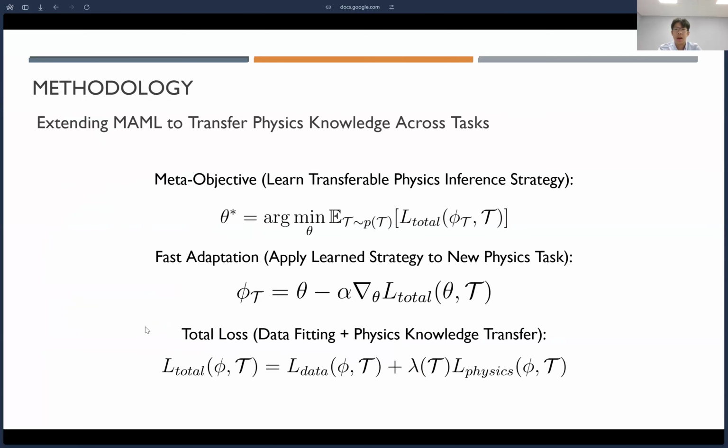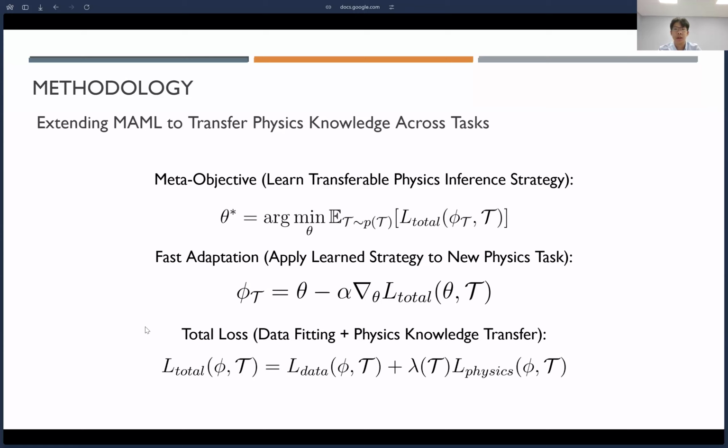We're extending model-agnostic meta-learning to transfer physics knowledge across tasks. The meta objective learns transferable physics and inference strategies: theta star equals argmin over theta of the expectation over T sampled from P(T) of L_total(phi_T, T). For fast adaptation, we apply the learned strategy to new physics tasks: phi_T equals theta minus alpha times the gradient with respect to theta of L_total(theta, T). The total loss combines data fitting with physics knowledge transfer: L_total(phi, T) equals L_data(phi, T) plus lambda_T times L_physics(phi, T). The key innovation here is the dual optimization.